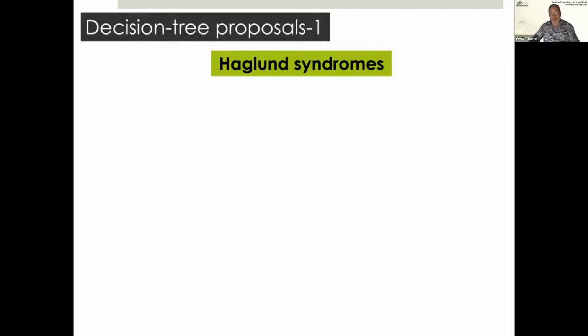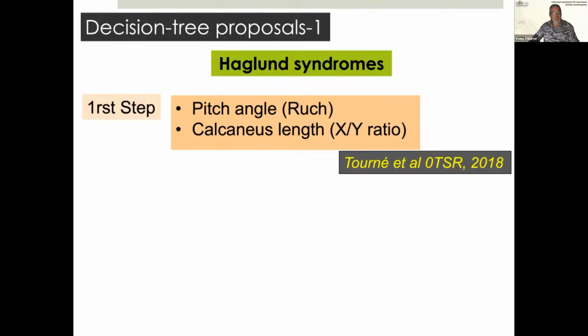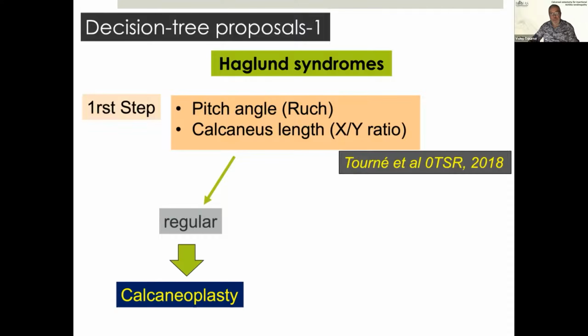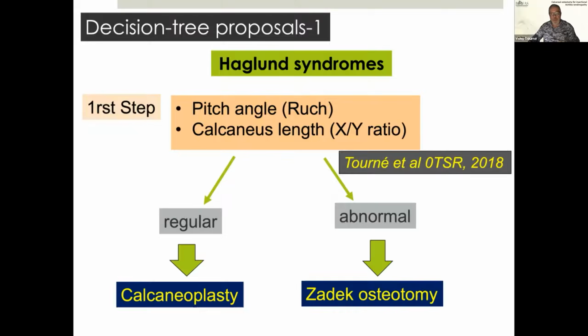So with all those tools to deal with an insertional tendinopathy in Haglund syndrome, my first line to consider is to assess the pitch angle and the calcaneal length of the calcaneus. If this pitch angle and calcaneus length seem regular, I think calcaneoplasty could play an interesting role. But in my practice, most of the time, the pitch angle and/or the calcaneus length are abnormal. And in that case, I recommend the Zadek osteotomy.